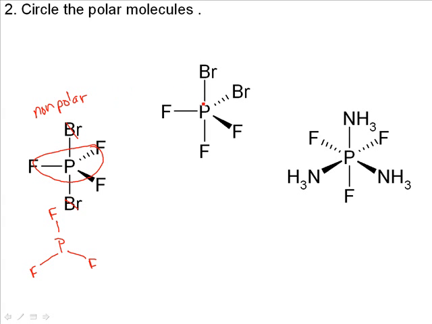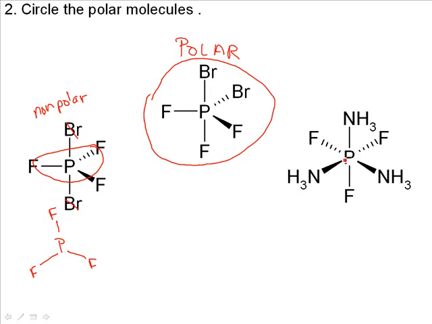Okay? Now, if we change the positions of the bromines, now the bromines are not directly across from each other, so they do not cancel each other out. And the fluorines are not symmetrically distributed. They are not directly across from each other, so they do not cancel each other out. Therefore, this is a polar molecule.